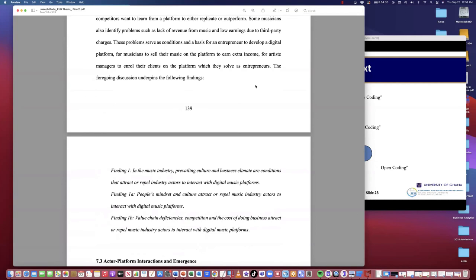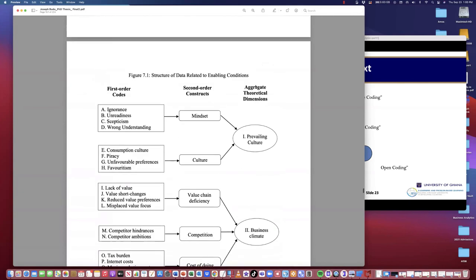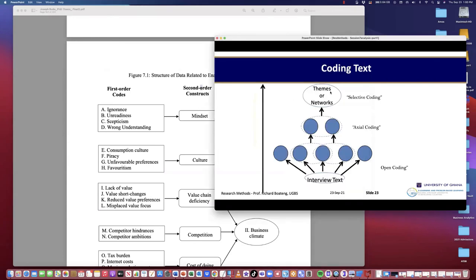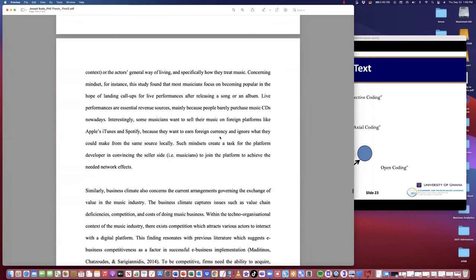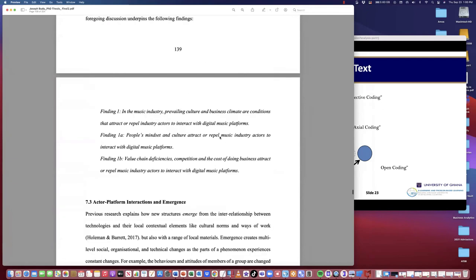So in the Miles and Huberman approach, which is also a critical realism approach, which is also used by realists too, one of the things you have to understand before you can come out with a finding is that you should have used your data to point us to the finding. You should have started with your first order codes, go to your second order constructs, go to your theoretical conclusions, and then come up with your selective coding or the themes or the networks that you found at the end of the day. Then go and discuss them, and after this, suggest your findings.